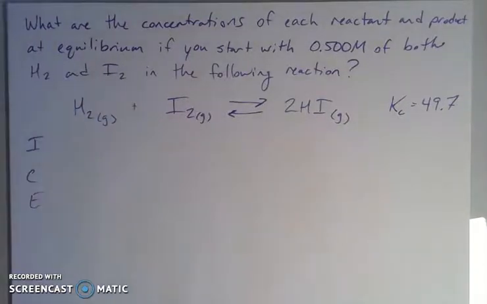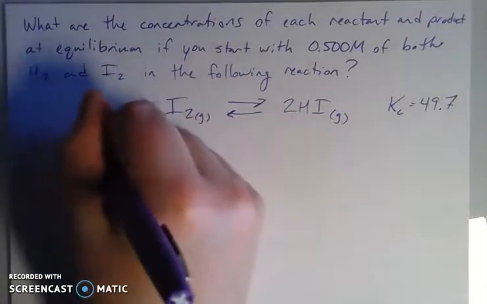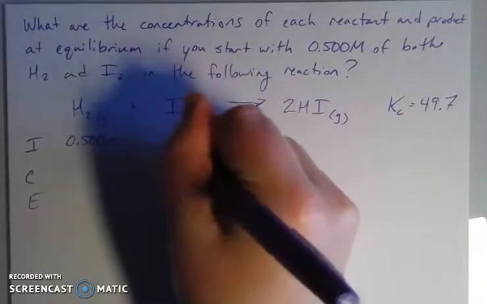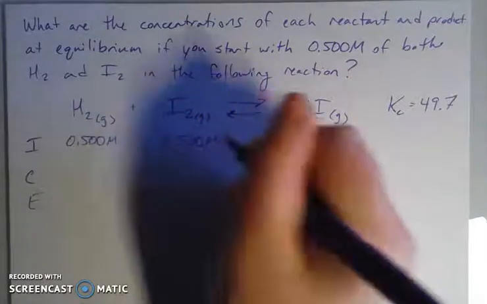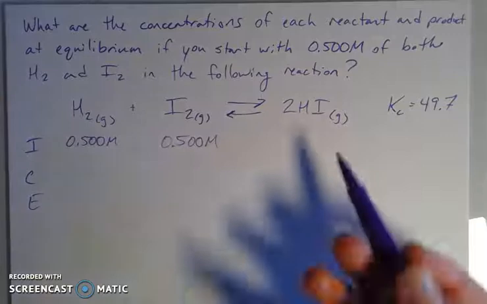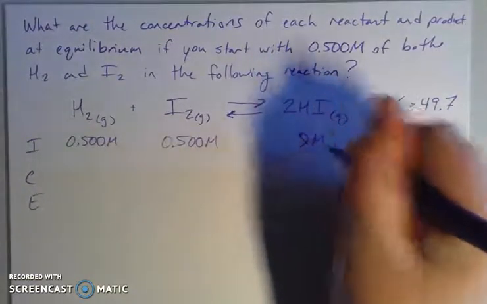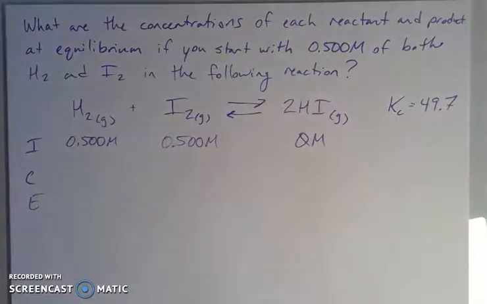So our initial amount here is given. So I'm starting with 0.5 of each of my reactants. Not sure this pen is better. Might be worse. And I know that my product doesn't give me any information about that. So I have 0 concentration starting off.